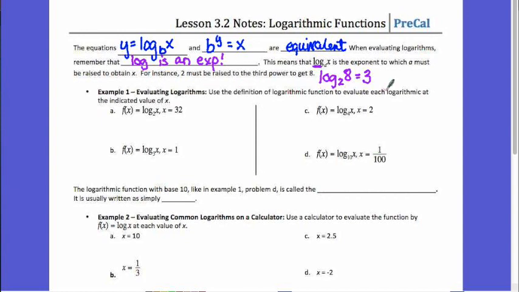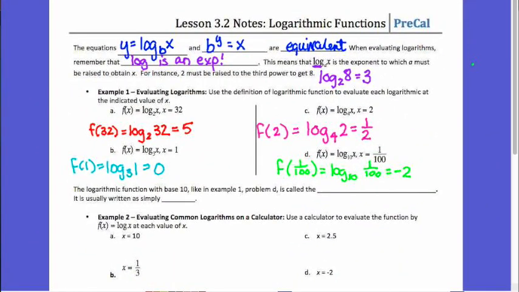Use the definition of logarithmic functions to evaluate each logarithmic function at the indicated value of x. All we're doing is taking the 32 and putting it in place of the x, so we're going to evaluate f of 32. So we're going to say the log base 2 of 32. Here we're asking, to what exponent do I raise 2 to get 32? Our solution here would be 5. Since we've done some of these already, go ahead and pause the video, try out B, C, and D, and then come back and see me.